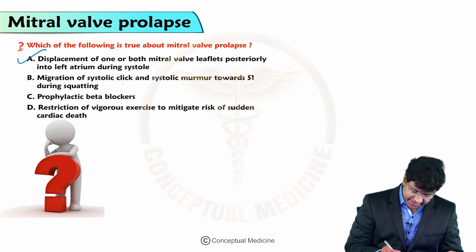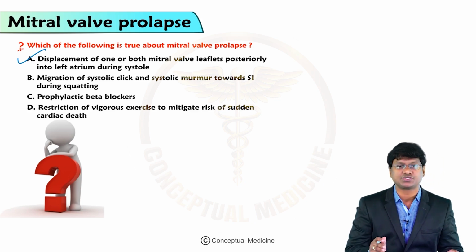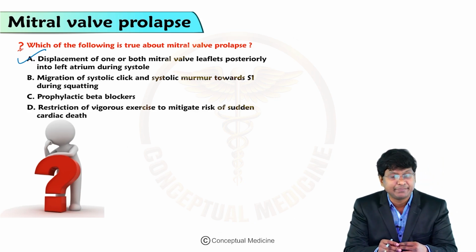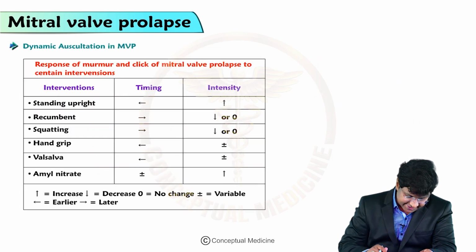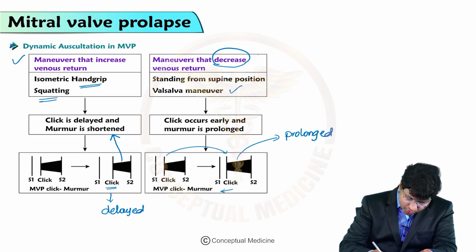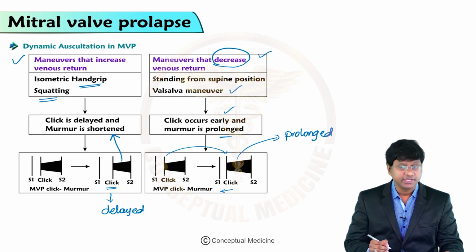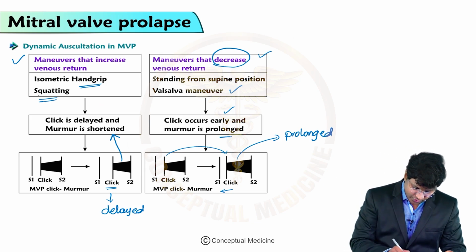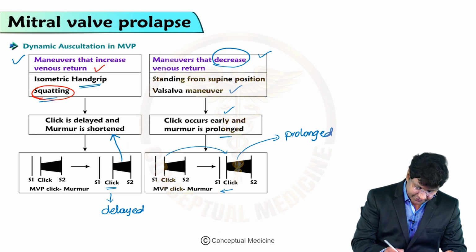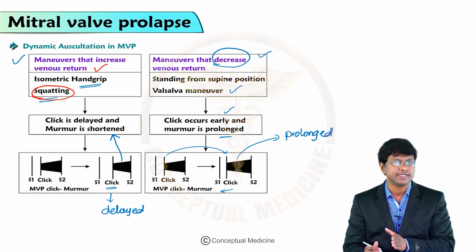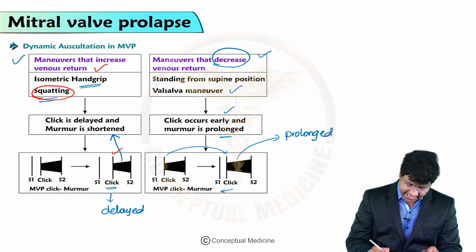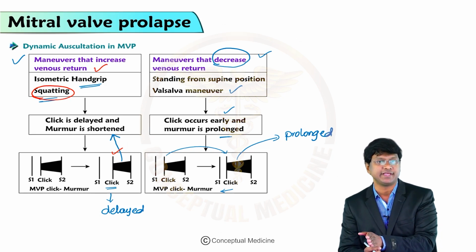And migration of the systolic click and systolic murmur towards S1 during squatting. Actually, during squatting, what will happen to the venous return? The venous return increases, right? What have we discussed? When any maneuver decreases the venous return, the click will be early and the murmur is prolonged. So with squatting, the venous return increases, and what will happen to the click as well as the murmur? It is not towards S1. The click as well as the murmur is away from S1.